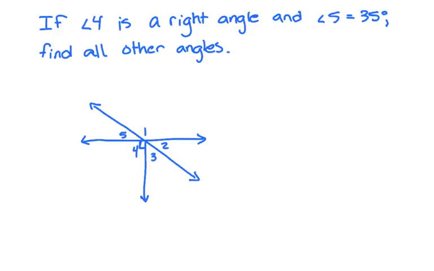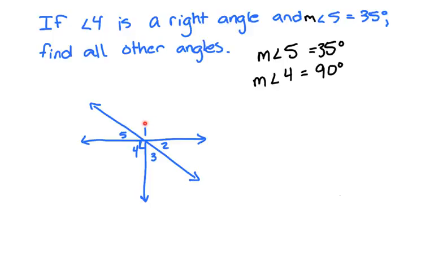So here's another problem that is going to be similar to what you have on the test. You're going to be asked to find all other angles if you're given angle 4 is a right angle and angle 5 is 35 degrees. So this is the way I want you to start out. Just start out with the angles that we know. Measurement of angle 5 equals 35 degrees. And we also know the measurement of angle 4 is equal to 90 degrees because it is a right angle. Okay? Now, let's find the rest of them.